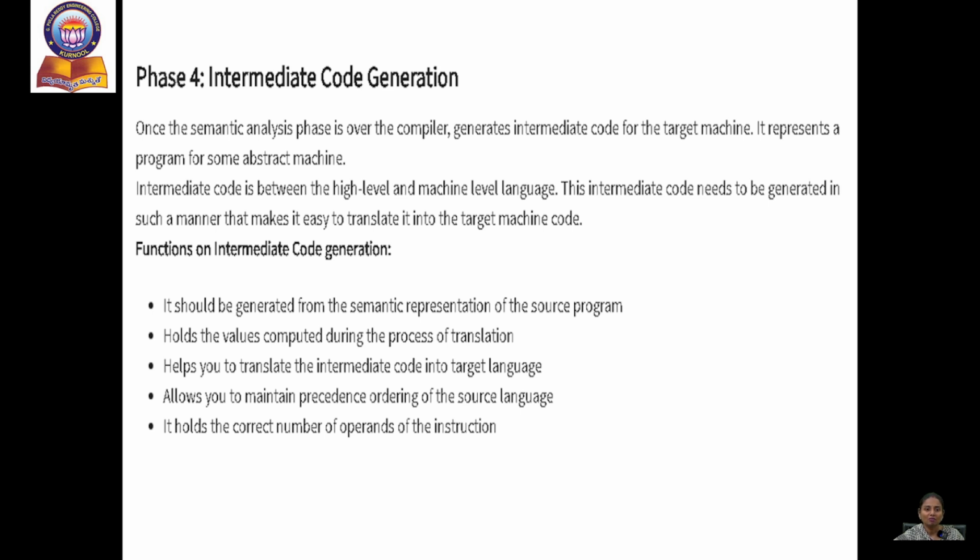So it holds the values computed during the process of translation. No values or no change should be made to the actual input, and it helps you to translate the intermediate code into the target language. It allows you to maintain the precedence ordering of the source language, and it holds the correct number of operations of the instructions. However many instructions have been written by the user, that many instructions should be executed finally. It should not change any meaning of the code.